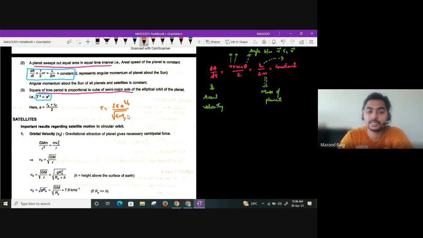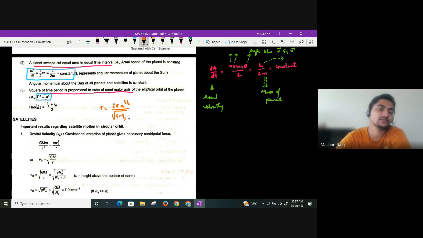So here we will have radius. In planetary motion, we take elliptical path, so we took semi-major axis. So in planetary motion, square of time period of revolution is proportional to cube of semi-major axis. If you take the same situation in satellite motion, you will get T square proportional to a cube again. Clear, all of you?